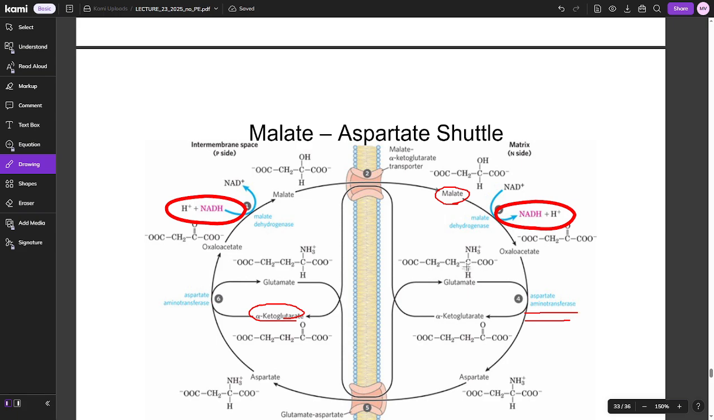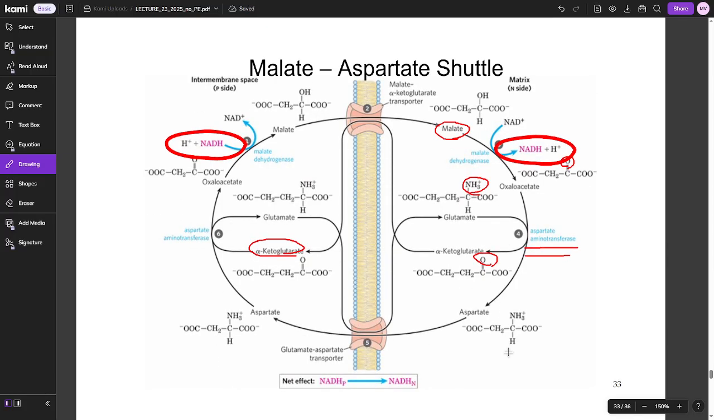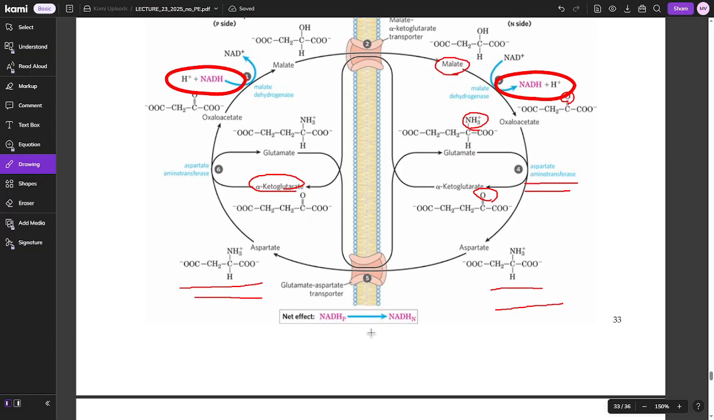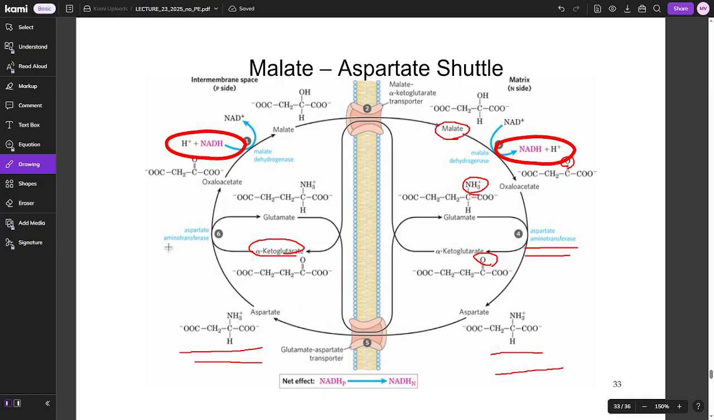which takes the N off of this and replaces it with the O here. And it's called aspartate aminotransferase because now the product of that reaction is an aspartate, which is able to go through this transporter as an aspartate, through the glutamate aspartate transporter. From here, we have another aminotransferase reaction where the glutamate flops its NH3 plus group for the O.